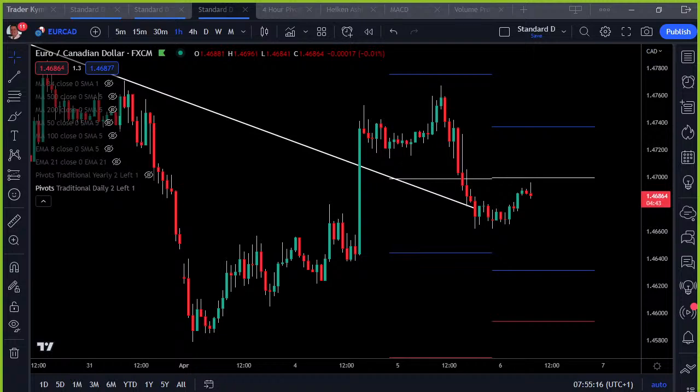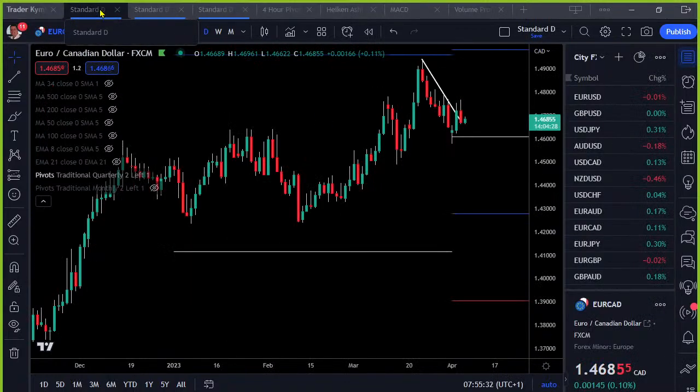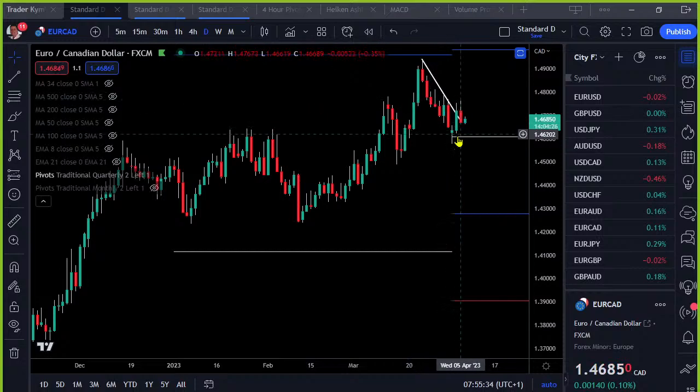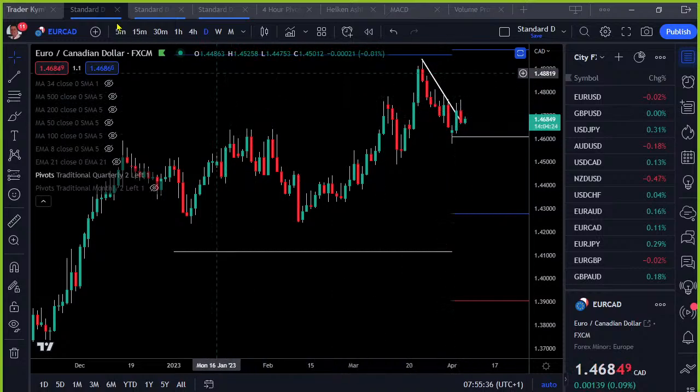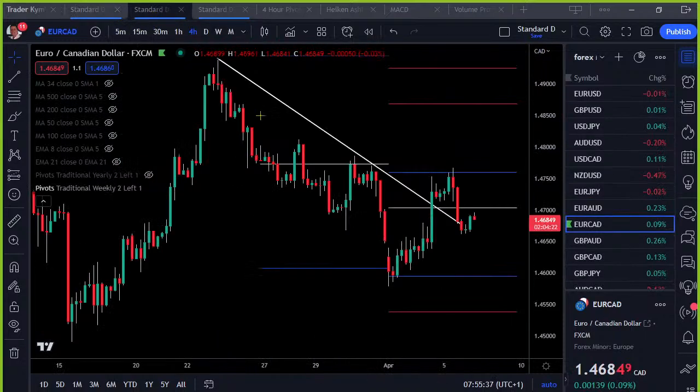Euro CAD, this one I am sort of interested in, and I'm looking carefully at, but at this stage it's a bit of a mess. Daily wise, it's been dancing around these highs here. Yesterday it gave another move to the downside here.